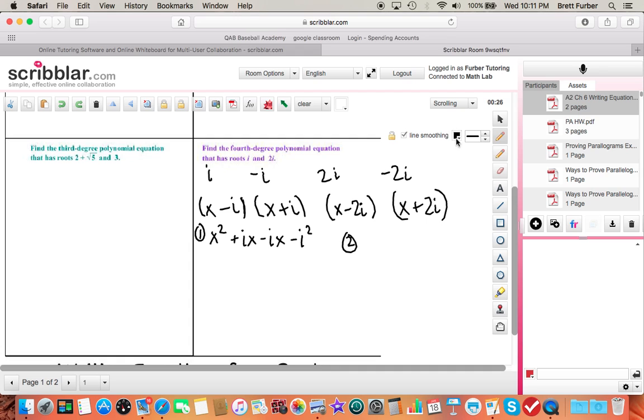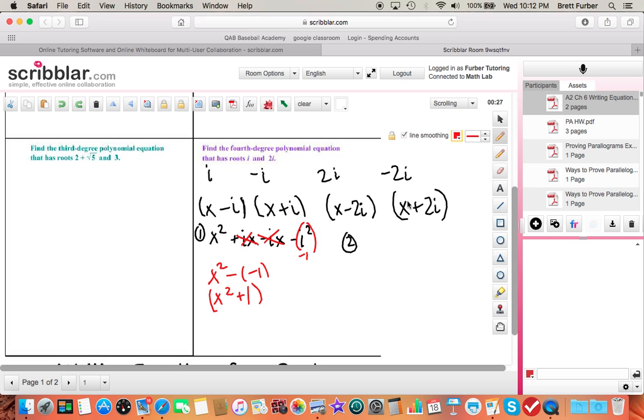And you should see that the ix and negative ix cancel, so you're left with this, x squared minus i squared. You should remember that i squared is the same thing as negative 1. So that means that this minus that's outside and the negative 1 that's inside, that's going to look like this, which would ultimately cancel to just a positive 1. Okay? Alright, so that's 1.